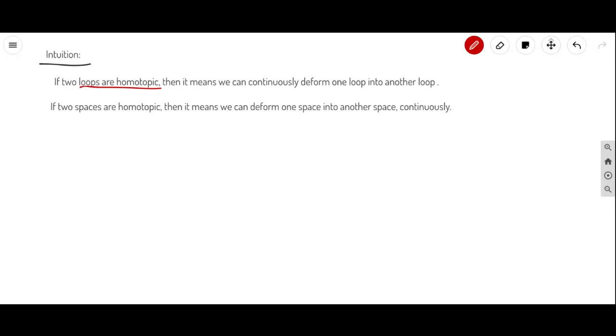Now, you might feel, how is this different? So this is the immediate question you want to have in mind. How is this different from a homeomorphism, you might ask? Homeomorphism.